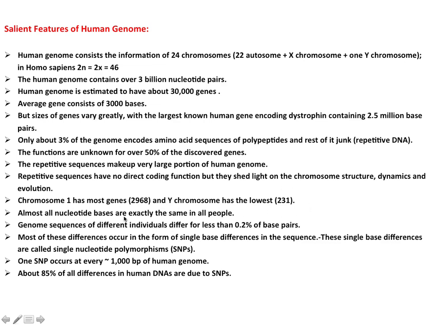Almost all nucleotide bases are exactly the same in all people. The genome sequences of different individuals differ for less than 0.2% of base pairs, and about 85% of all differences in DNA are due to single nucleotide polymorphisms.